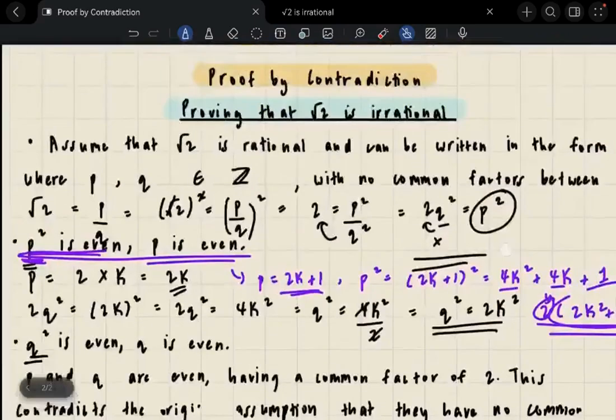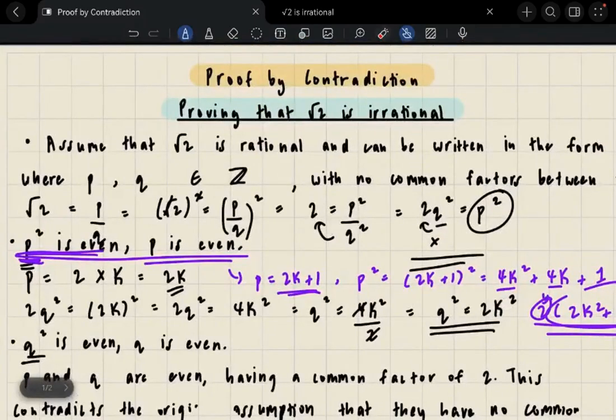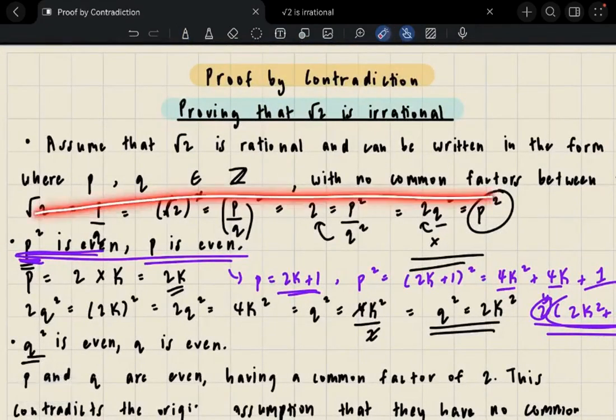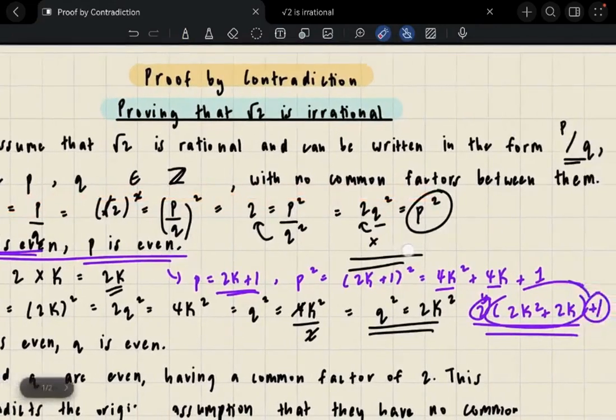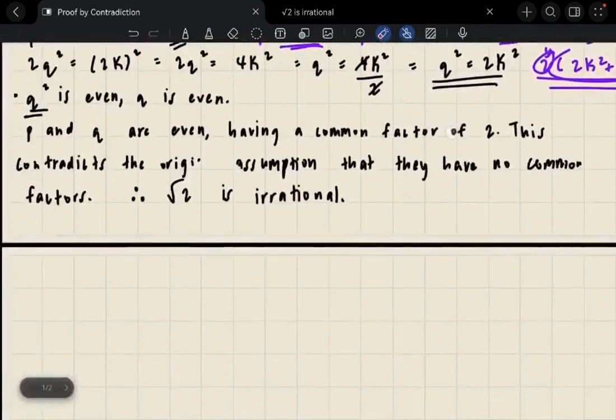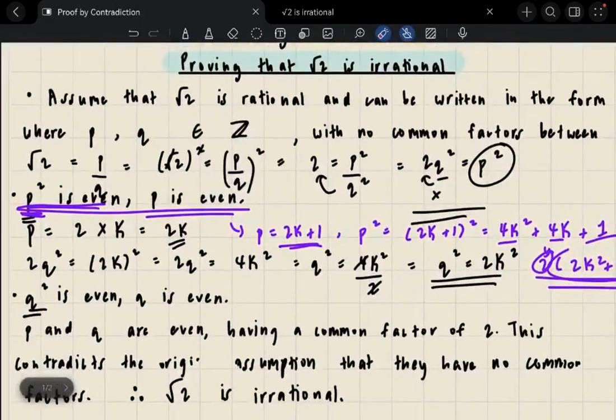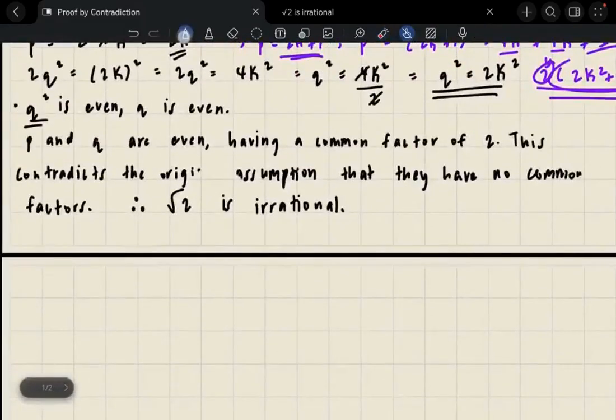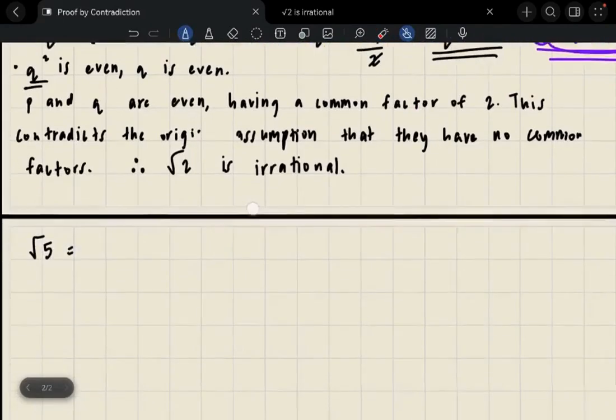So first, basically, we would just start with the same assumption. I'm not going to rewrite it again, but all the points are the same. It's rational, can be written in the form p over q. This time I'll take a over b, and there's no common factors between them. So let's say square root of 5 is equal to a over b. And then again, I'm going to square both sides.